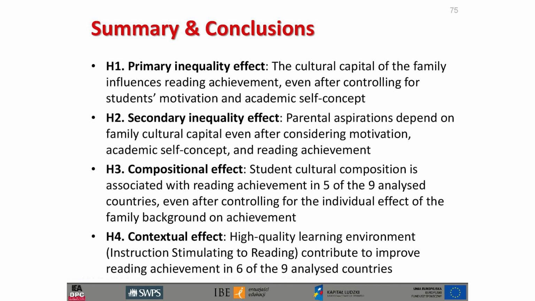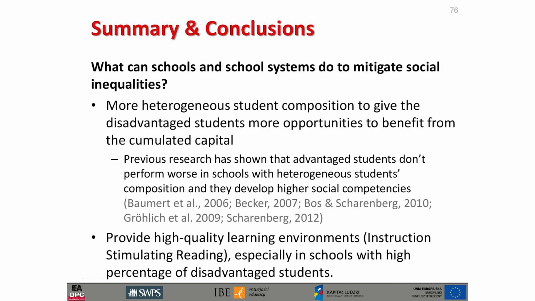Secondary inequality effect: parental aspirations depend on family cultural capital, even after considering motivation, academic self-concept, and reading achievement of the student, I should mention. Compositional effect: students' cultural composition is associated with reading achievement in 5 of the 9 analyzed countries, even after controlling for the individual effect of the family background and achievement. And the fourth hypothesis on the contextual effect: I just tested one school factor or classroom factor, high quality learning environment, indicated just by this one factor, as I mentioned before, contributes to improved reading achievement in 6 of the 9 analyzed countries. So what can schools and school systems do to mitigate social inequalities? What would be the summary and policy recommendation probably?